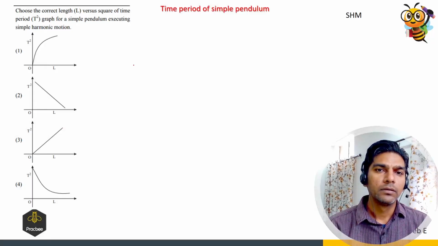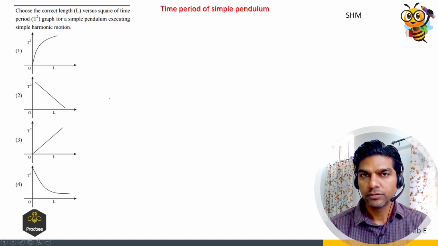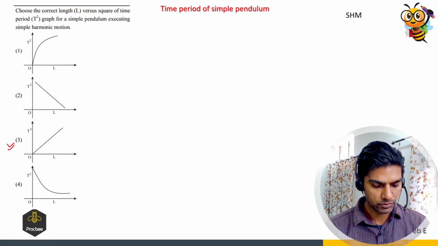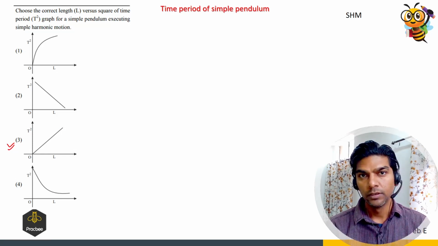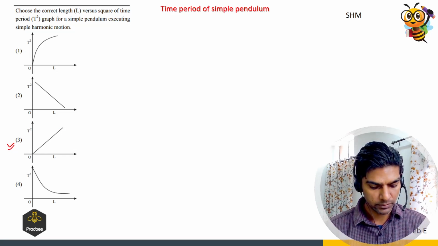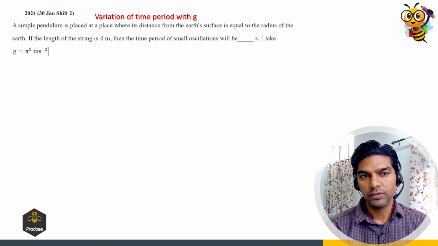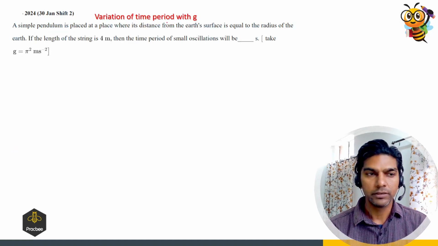We have just discussed this question, where option 3 is the right answer. Usually they give the same question in 2 different shifts. That is quite frequent in JEE Mains. Now let us see the next problem type, which is based on the variation of the time period with the acceleration due to gravity.